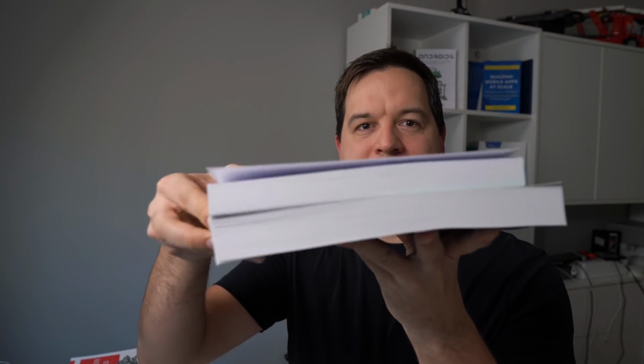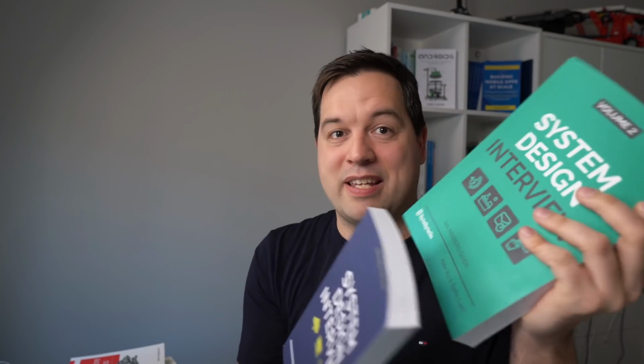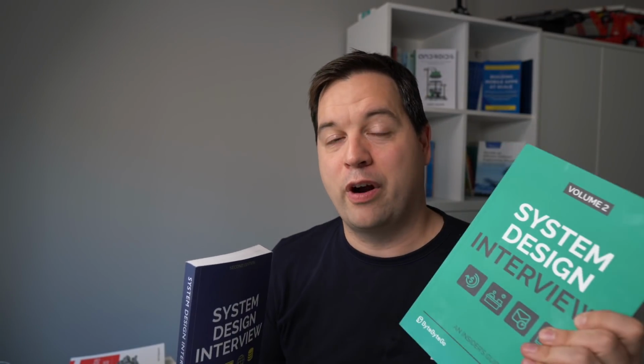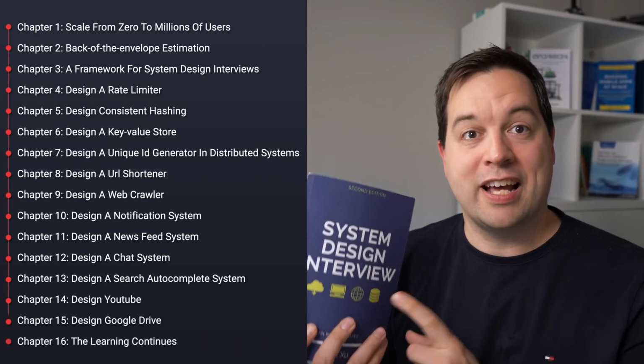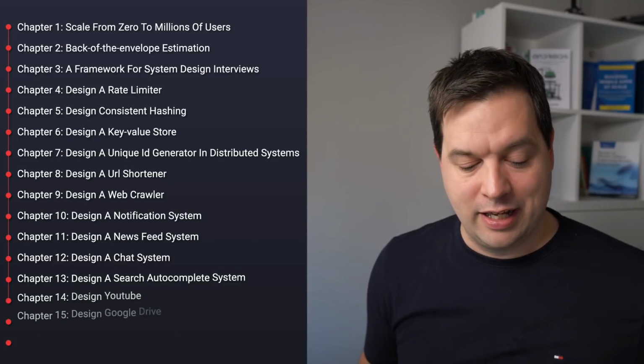Well, first of all, the second book is just a lot thicker, also a lot bigger. It's basically a lot more content. The first book is about 300 pages. This book is about 400 pages. Now, the interesting thing is that in terms of chapters, the first book has more chapters. It has 16 different chapters. Each chapter is basically a case study. And this second book has 13 chapters.